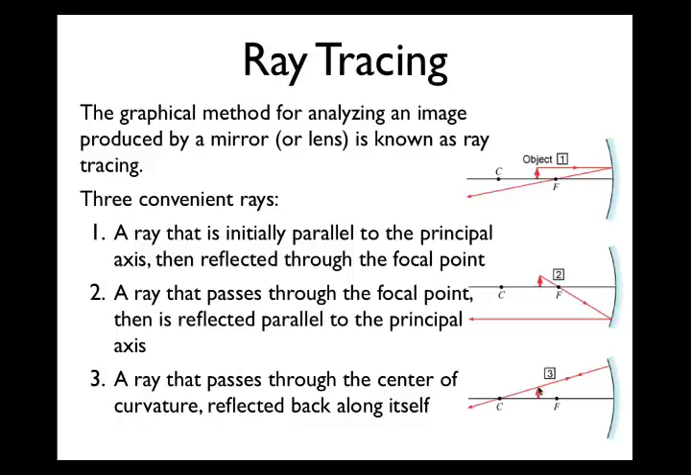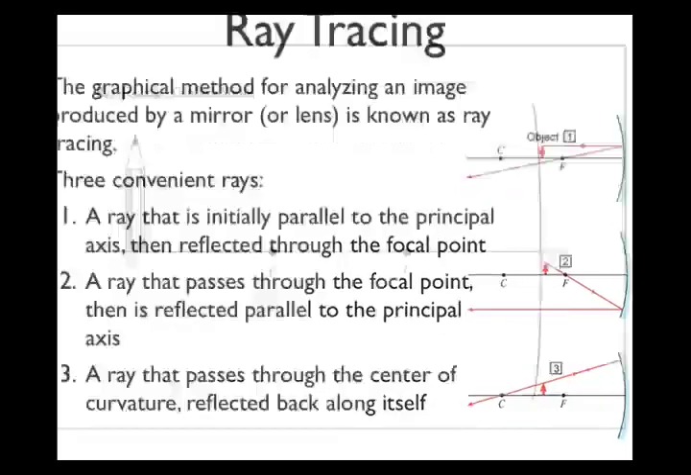If you go from the top of the object, you can draw a ray that lines up with the center of curvature, heads towards the mirror, and because of the definition of the center of curvature, this line is going to be perpendicular to the surface of the mirror. That means the reflected ray is going to head back in the exact same direction that it came from and back through the center of curvature of this mirror.